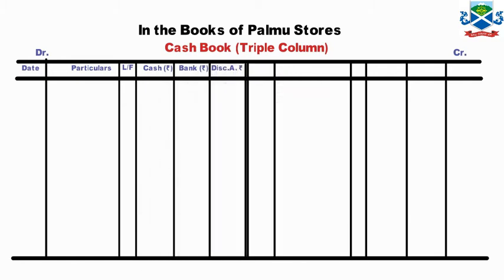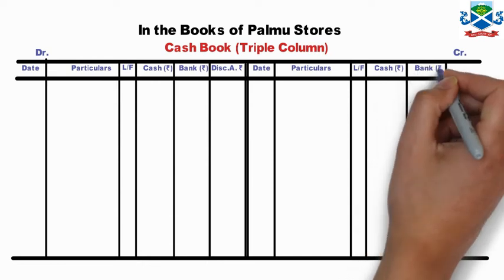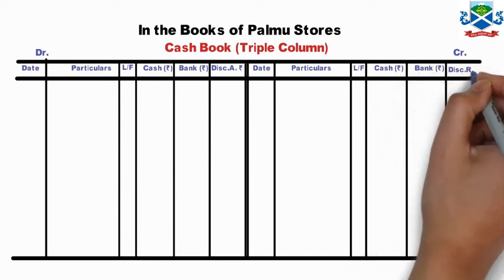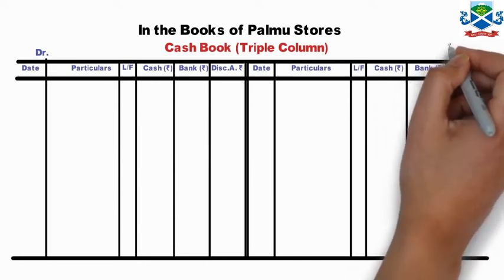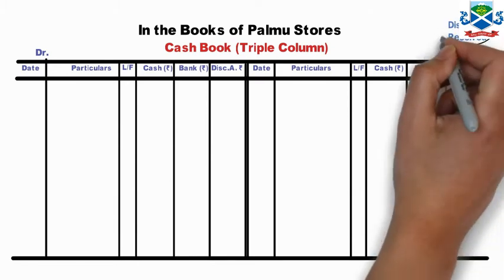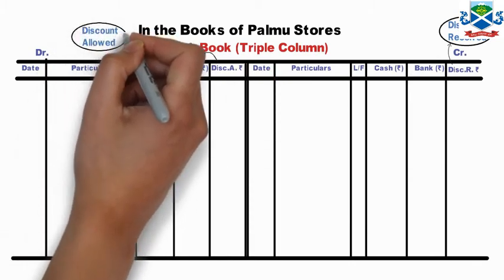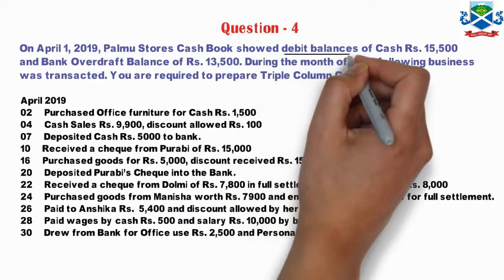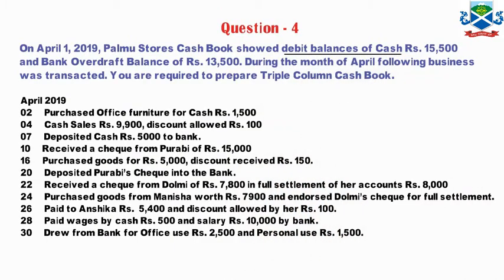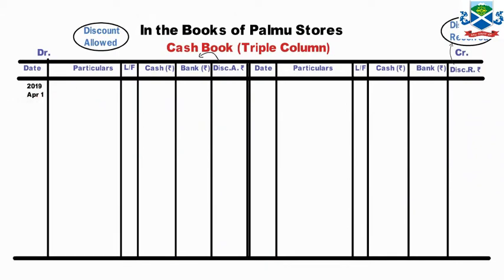So over here, allowed means I put it A, and in the credit side cash, bank and discount received, so we'll put it R. So the detail is basically discount received, and the debit side is discount allowed. All the previous rules we know: credit side all expenses and debit side all we receive. So debit balance of cash is there, we'll write to balance BD.